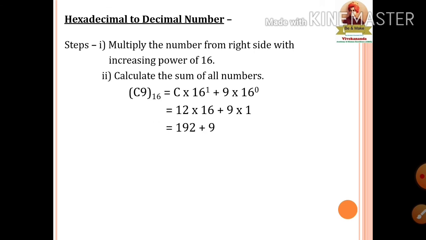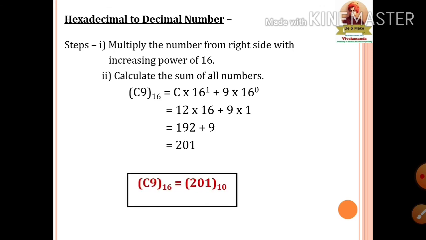After multiplication, 12 into 16, the result will be 192, and 9 into 1, the result will be 9. Adding these two numbers we will get the value as 201. So the number C9 from hexadecimal number system will be represented as 201 in decimal number system. Just have a look at this example.